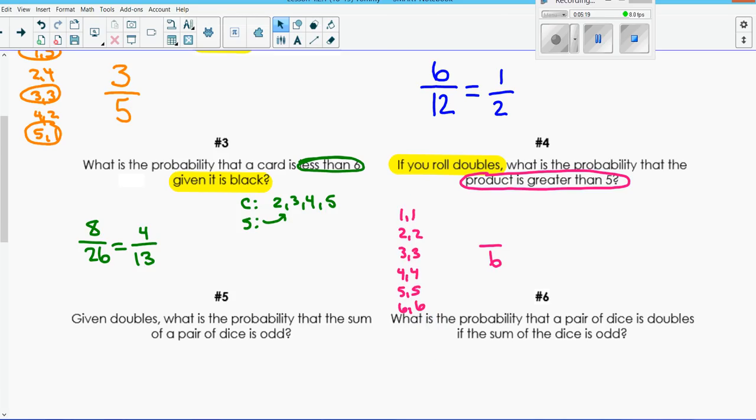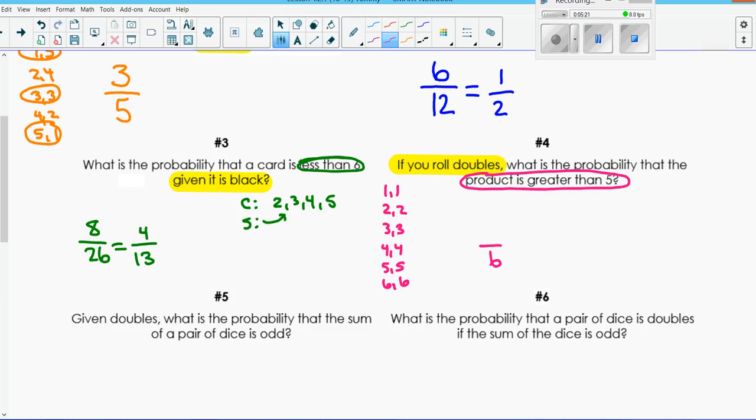Notice that this is what I care about first. I don't care about anything else. So those are my doubles. Now, out of those doubles, what is the probability that the product is greater than 5? So greater meaning 6 or more. This is 1, this is 4, this is 9, 16, 25, and 36. So 4 out of 6, which simplifies to 2/3.